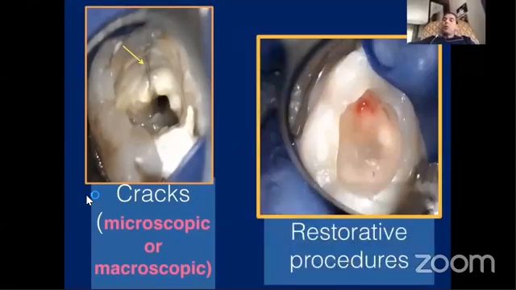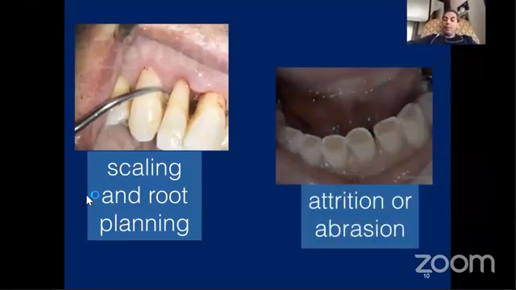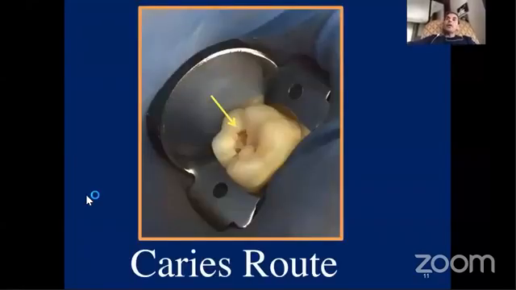Another route: while we are drilling and doing restorative procedures, we might go deep and make an exposure, and when we make an exposure, the microorganisms may enter and cause infection of the pulp. Scaling and root planing might be a route for the microbes to enter, and attrition or abrasion might cause infection of the pulp by letting the microbes enter. So let's focus on the main way for root canal infection, which is the caries route.